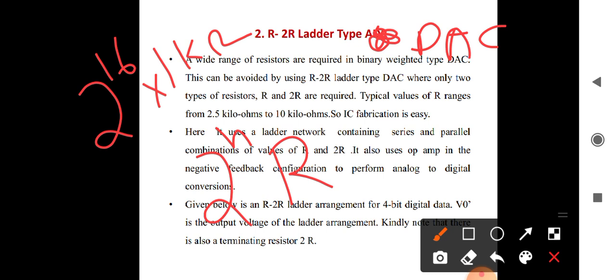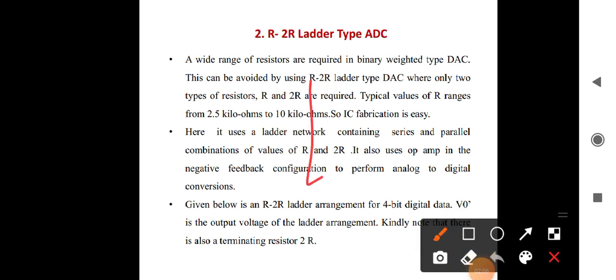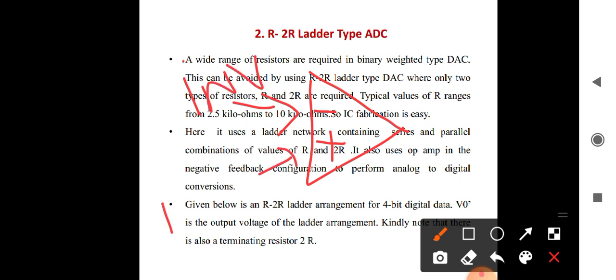So in this type of R to 2R ladder type DAC, we are having only two types of resistors. One is R resistor and another is 2R resistor. So these R and 2R are connected in both series and parallel to the inverting side of the op amp. What is the inverting side? The inverting end of the op amp means this one. This we call the inverting, and this we call as non-inverting.